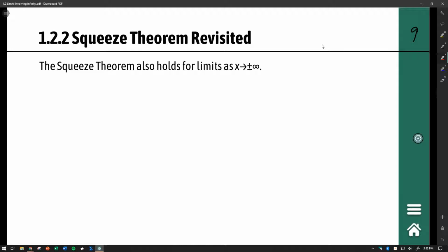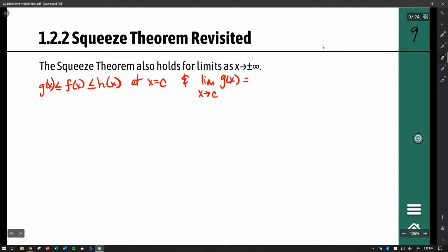Now remember, we know the squeeze theorem as the theorem that says if we can fit a function in between two other functions at some c value, some constant value, and if the limit as x approaches that constant value of g of x is the same as the limit as x approaches that c value of h of x, and those are both some equal limit L, then the limit as x approaches c of that squeezed in between function is also L.